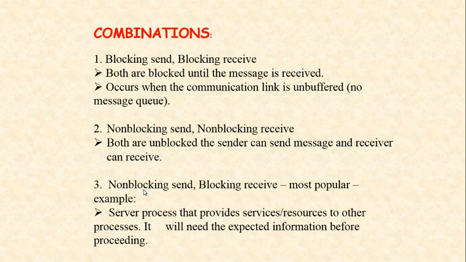Coming to the combinations, there are three blocking and non-blocking combinations. The first one is blocking send and blocking receive. Here both are blocked until the message is received. The second one is non-blocking send and non-blocking receive. Here both are unblocked. That means the sender can send messages continuously and the receiver can receive. And the third combination is non-blocking send and blocking receive. Here the sender can send messages continuously, but there is a restriction on the receiver.